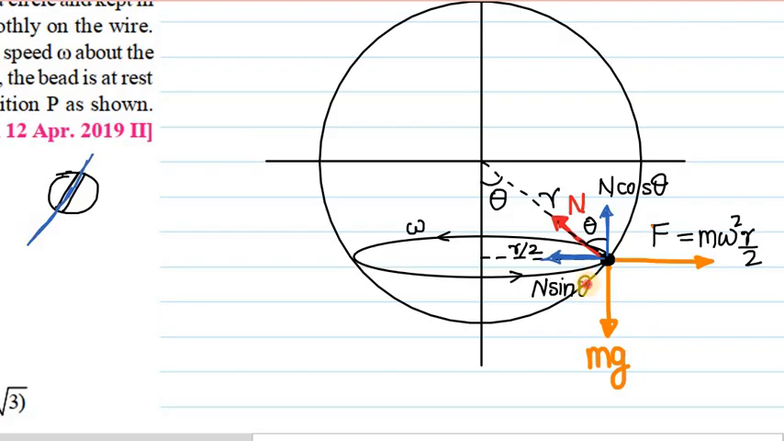Again, a reminder: whenever we resolve a vector into components, horizontal and vertical, and suppose the angle theta is made with the vertical component, the component that makes the angle theta will be the cosine component, and the other one is the sine component. This is the rule for making the components.